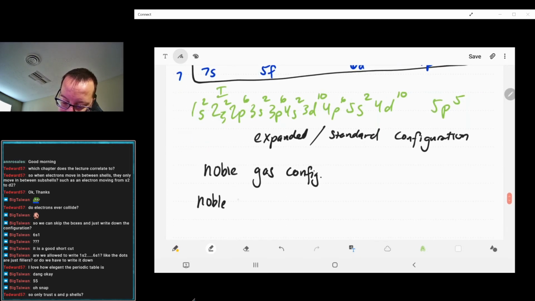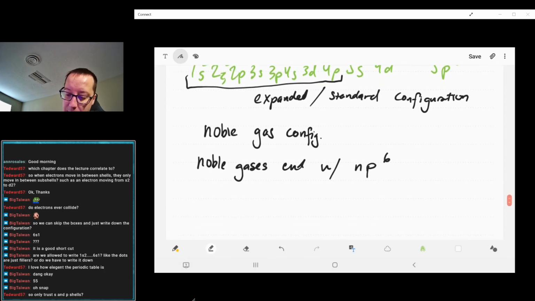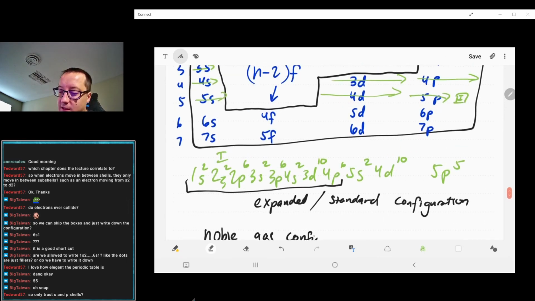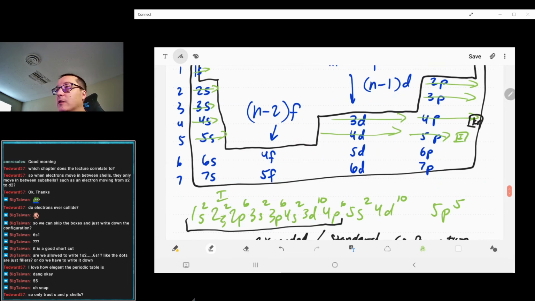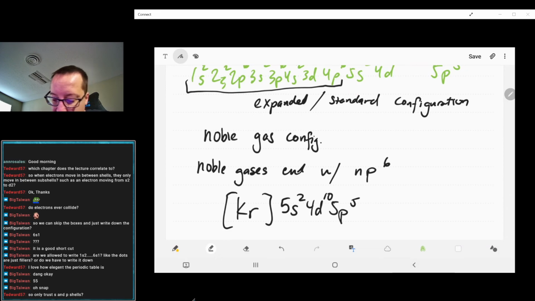So noble gases, they end with something p6, whatever shell they're in. And so we can just say, okay, all this up to p6 is just the same as a noble gas. And that noble gas happens to be krypton. And so we can just say, everything that's filled completely up to this iodine is our krypton there. So let's just start with krypton's electron configuration and then move forward. So after krypton, we would then start our 5s, and then our 4d, and then our 5p for our particular iodine here.